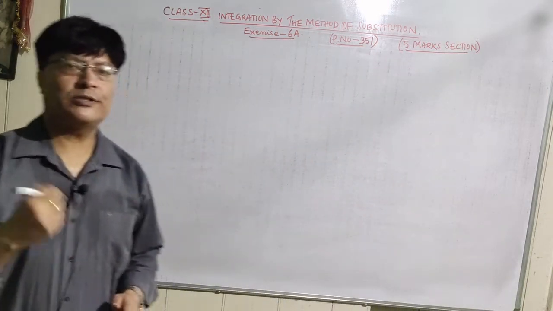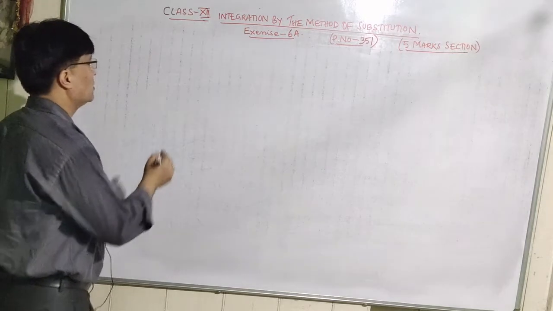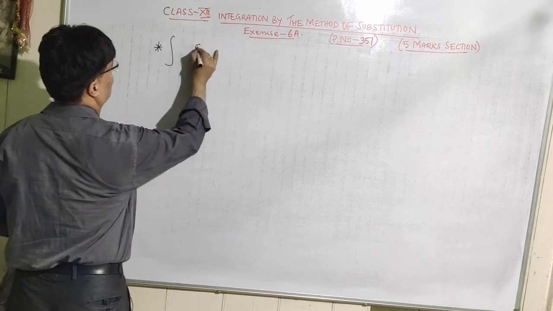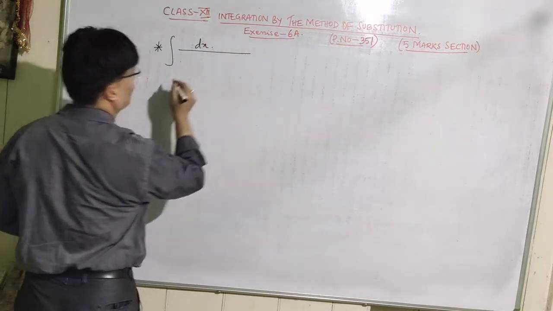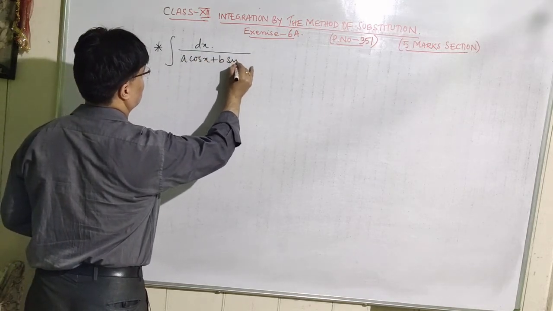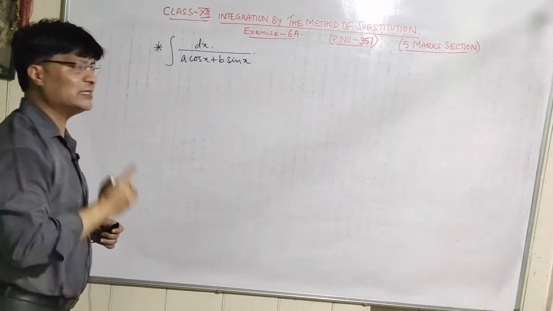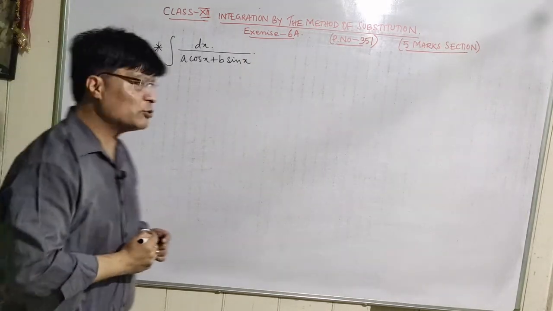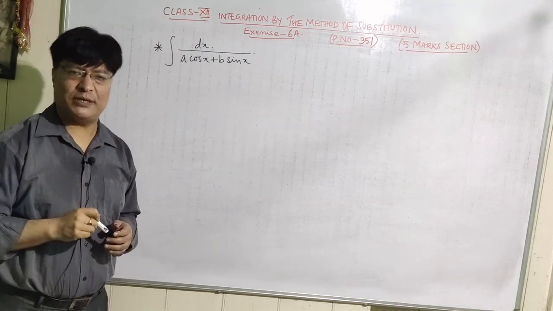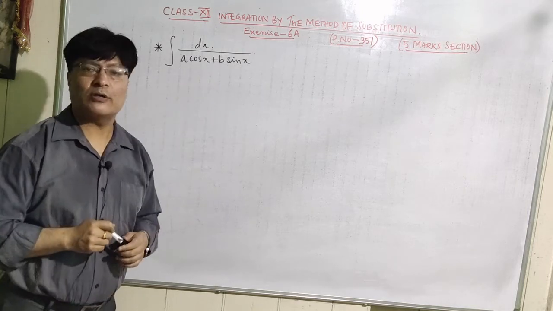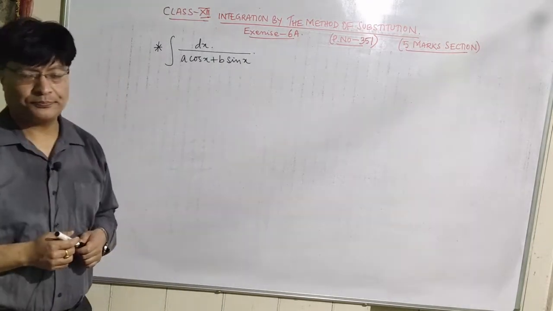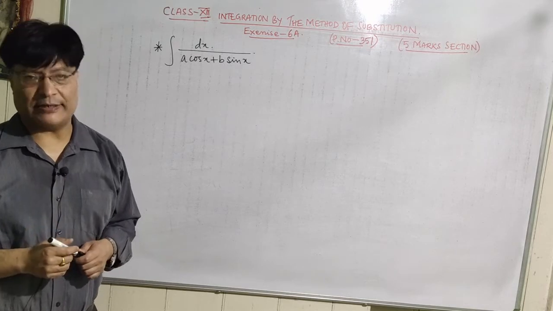So now we'll do the second type of integration. Now we'll do integration of this type, that is integration of dx divided by a cos x plus b sin x. Suppose you have this type of integration, that is you have to evaluate integration of dx divided by a cos x plus b sin x. So here a and b are constants. Okay, so how will you do this integration now? How can you do this integration?